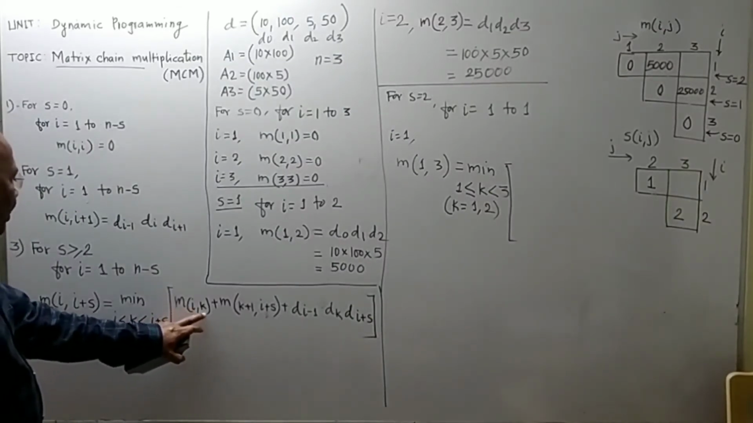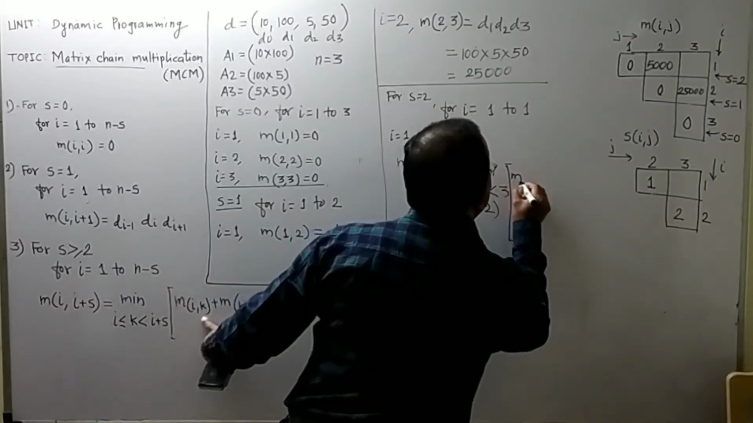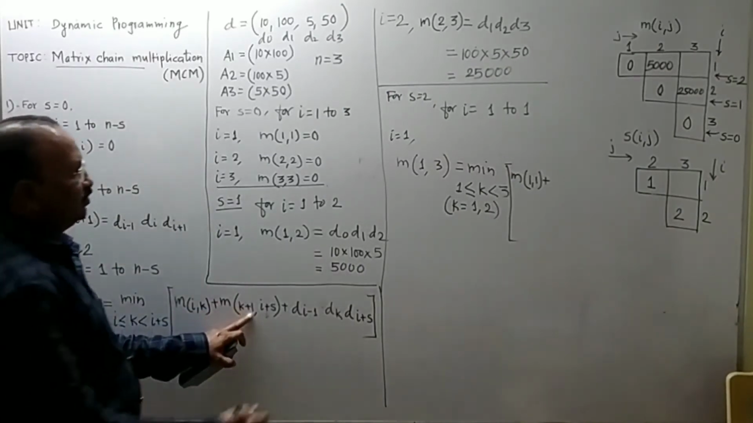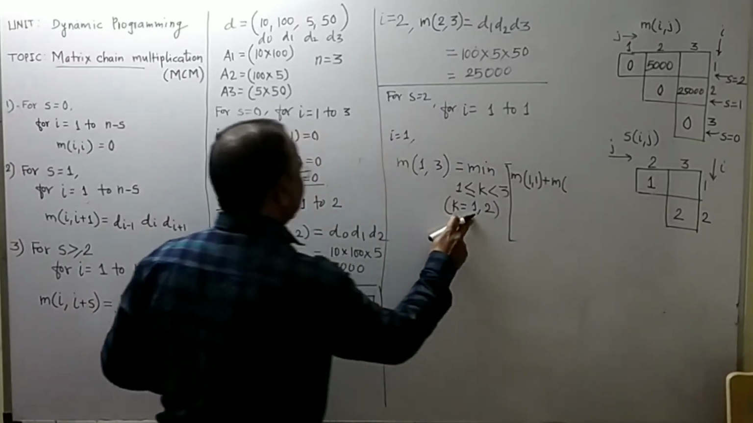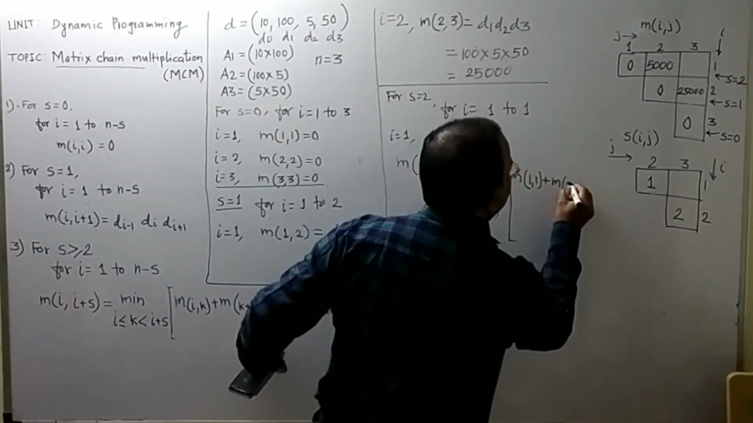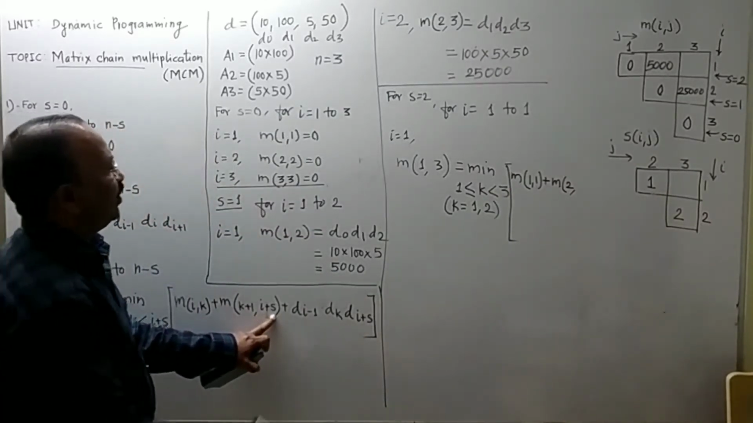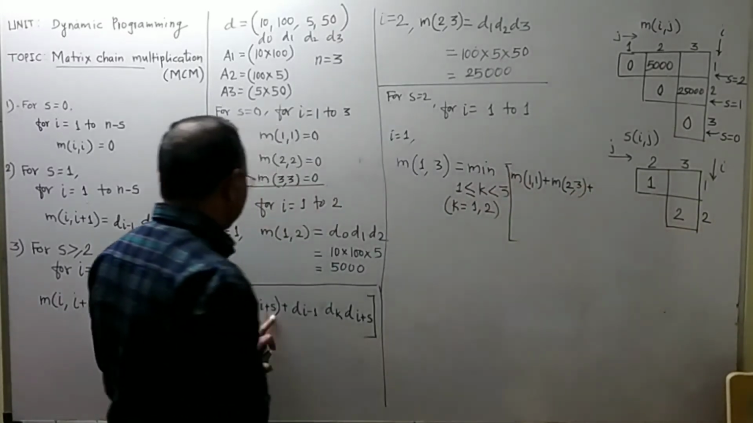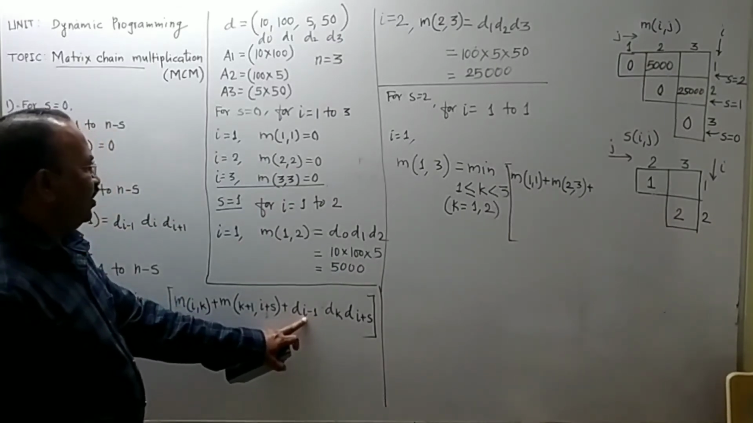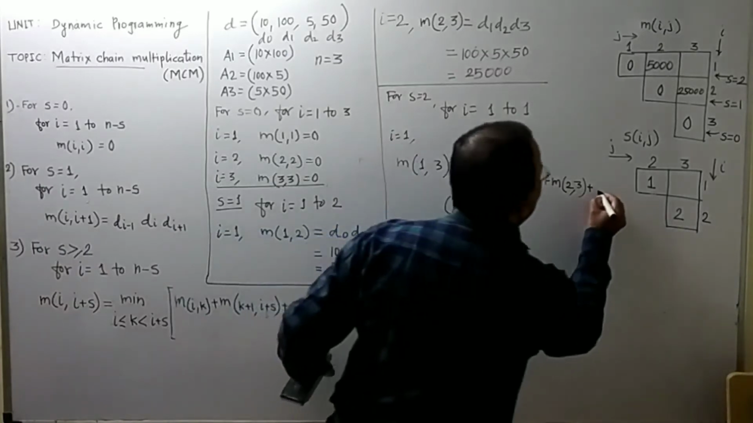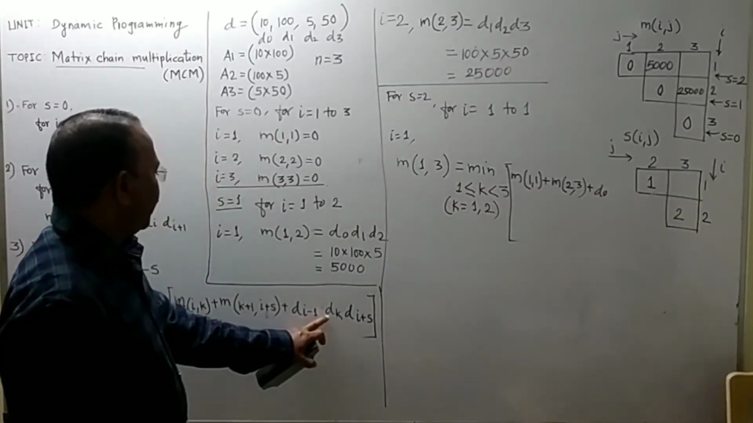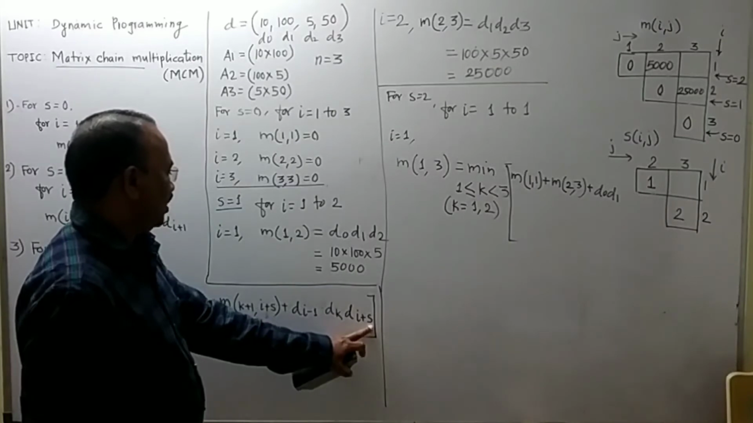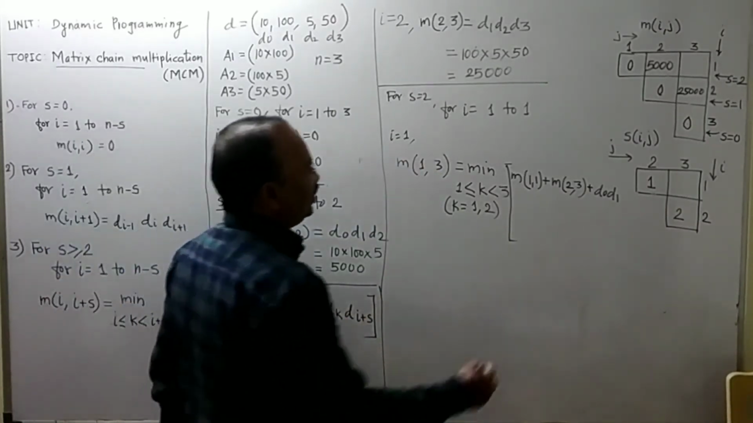M of i comma k means M of 1 comma 1, plus M of k plus 1. k is 1, so 1 plus 1 is 2, comma i plus s. i plus s is nothing but 3, plus d of i minus 1. i is 1, so 1 minus 1 is 0, d0, into dk, k is 1, d1, into d of i plus s. i plus s is nothing but 3, so d3.